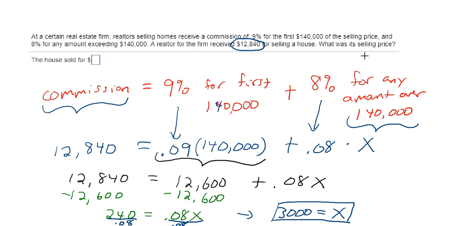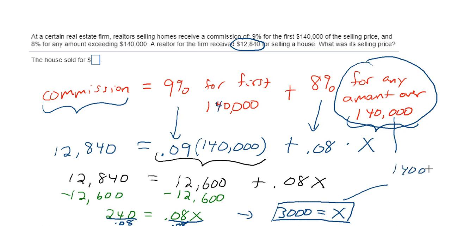But remember, x, the way I set up my equation, does not represent the full amount for the selling price of the house. It's just the amount that was over 140,000. So the house sold for 3,000 more than 140,000. There's the initial 140,000, and then x tells me how much over that the house sold for. So I add that to that amount, and I get the final selling price of the house, which is 143,000.